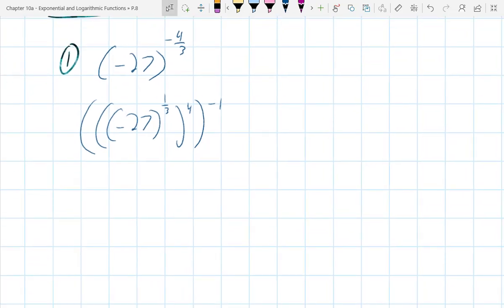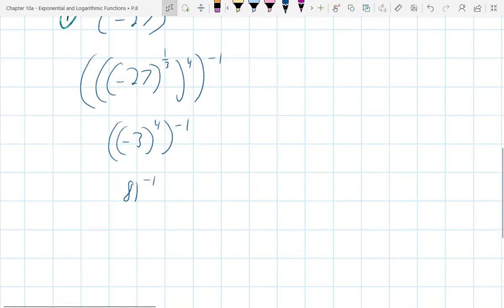So negative 27 to the 1/3 is the third root of negative 27. Remember, you can do a cube root of a negative number. Just not 3, but negative 3. So we have negative 3 to the 4th to the negative 1. And then negative 3 to the 4th is 81. And then 81 to the negative 1 is 1/81.